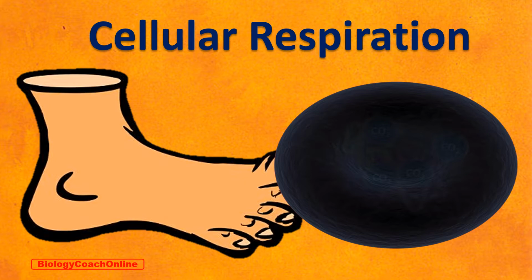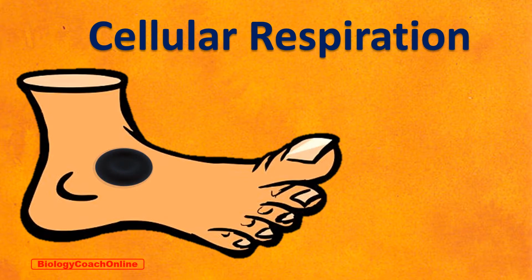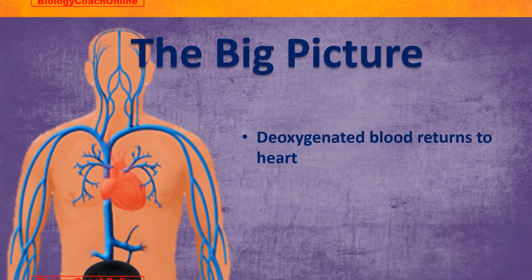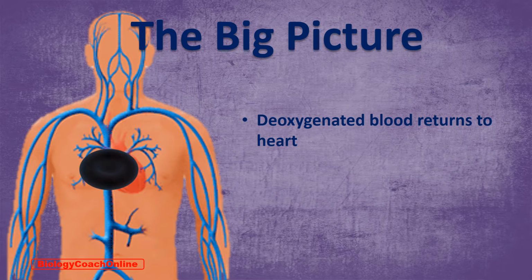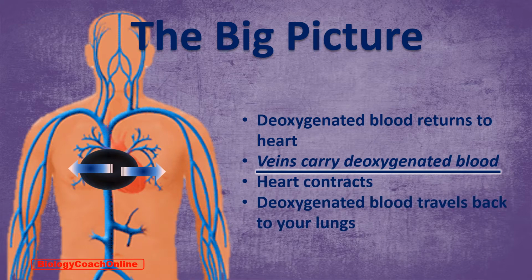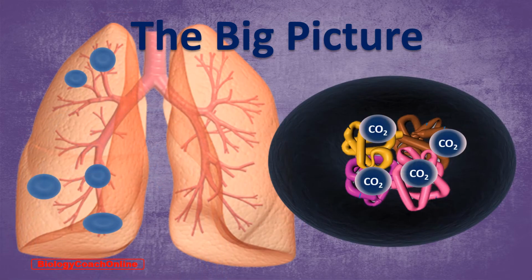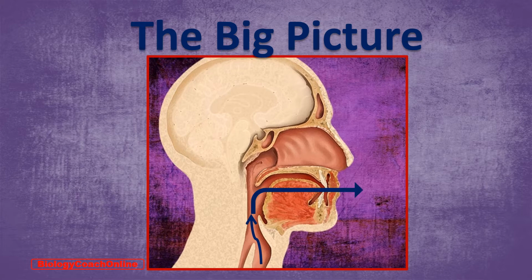So the deoxygenated blood enters your venous circulation, leaves your foot, and returns to the heart. Deoxygenated blood returns to your heart by way of your venous circulation. So that is the second major point to remember about circulation. Your veins carry deoxygenated blood. And when your heart contracts again, all of that deoxygenated blood returns to the lungs. Now back in the lungs, carbon dioxide dissociates from hemoglobin, enters the trachea, travels up the airway, and you exhale. And the big picture is complete as you exhale carbon dioxide.